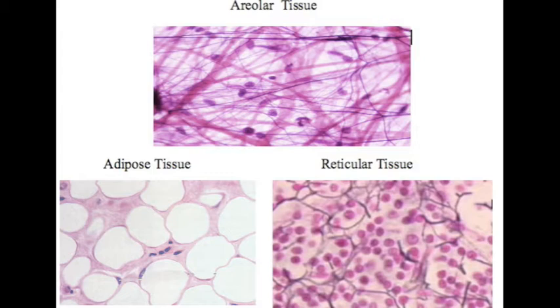This includes areolar, which serves to bind body parts together while allowing them to move freely over one another, wraps small blood vessels and nerves, and surrounds glands. Adipose tissue is richly vascularized, functions as nutrient storage, protection, and insulation. And finally, reticular connective tissue forms the internal framework of the lymph nodes, the spleen, and the bone marrow.